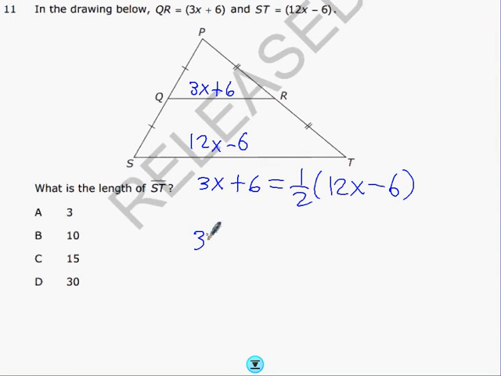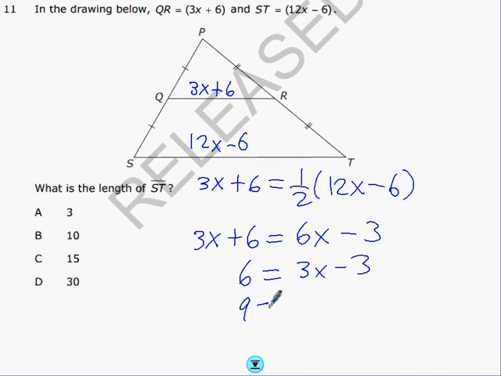I'm going to multiply by 2, or I'll distribute this 1/2 over here. Half of 12x is 6x, half of 6 is 3. Now I'm going to subtract 3x from both sides. I'm going to add 3 to both sides, divide by 3.